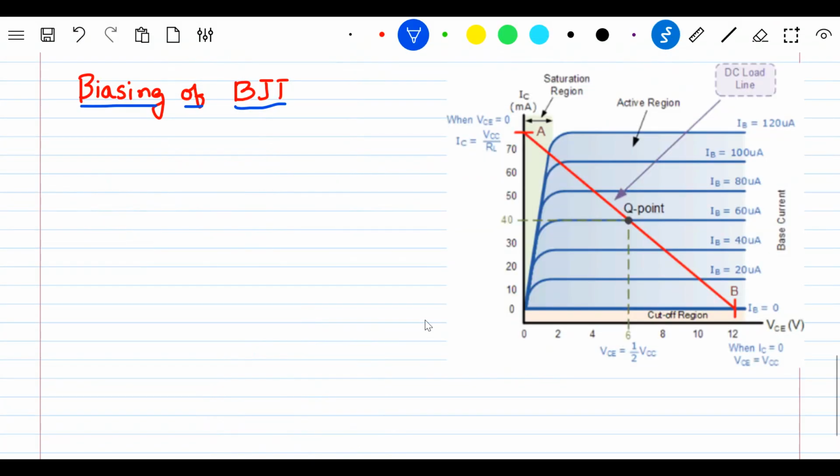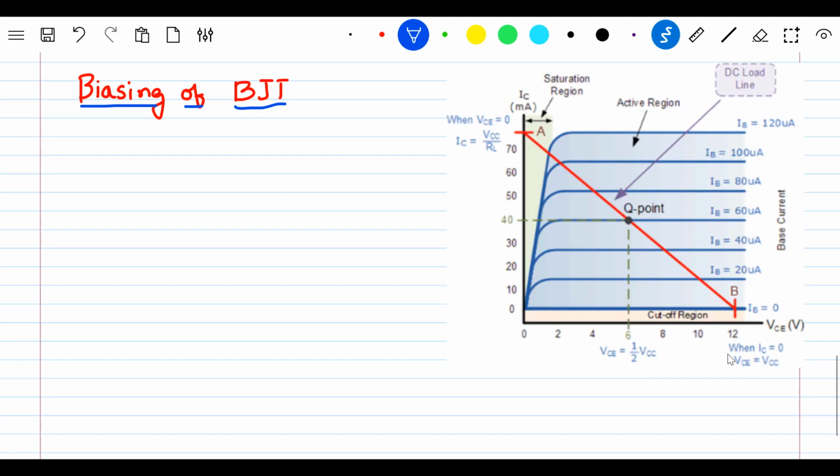The meaning of biasing, and for what purpose biasing needs to be done in designing BJT amplifiers. Before discussing biasing, I want to discuss the DC load line in any BJT amplifier design, or in any common emitter configuration. A DC load line is also written for common collector or common base anyway.